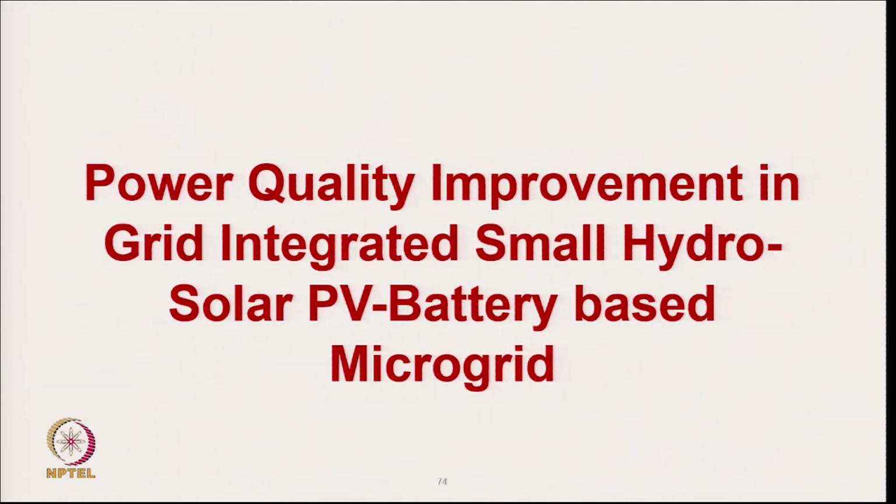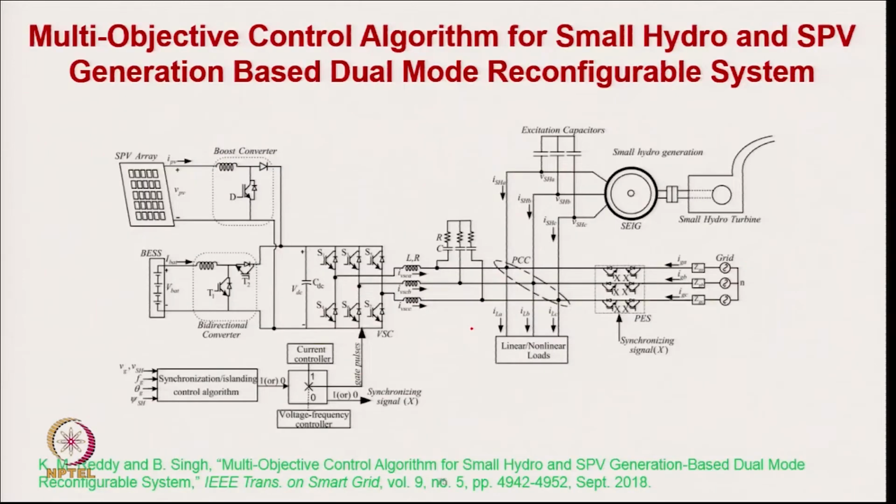So, now coming to the power quality improvement in a grid integrated small hydro solar PV microgrid. We have here a small hydro connected to the system, we have a solar, we have a battery here, and then we have synchronization and islanding to the grid. So, this system using the solar and small hydro can practically happen on a canal.